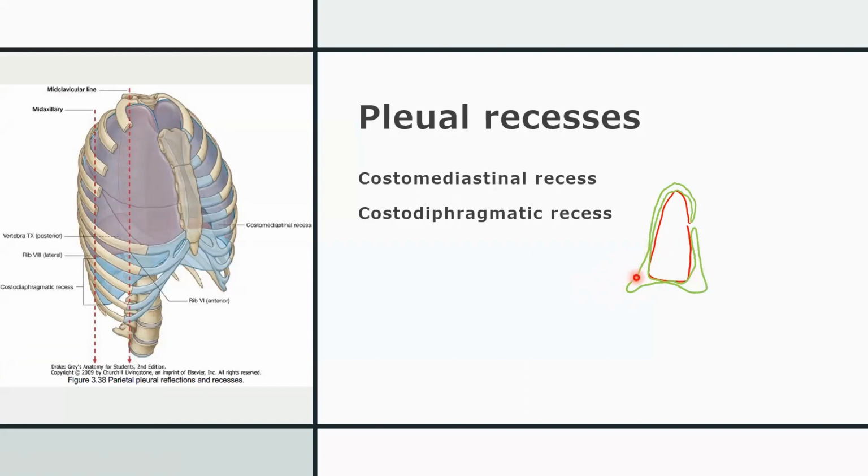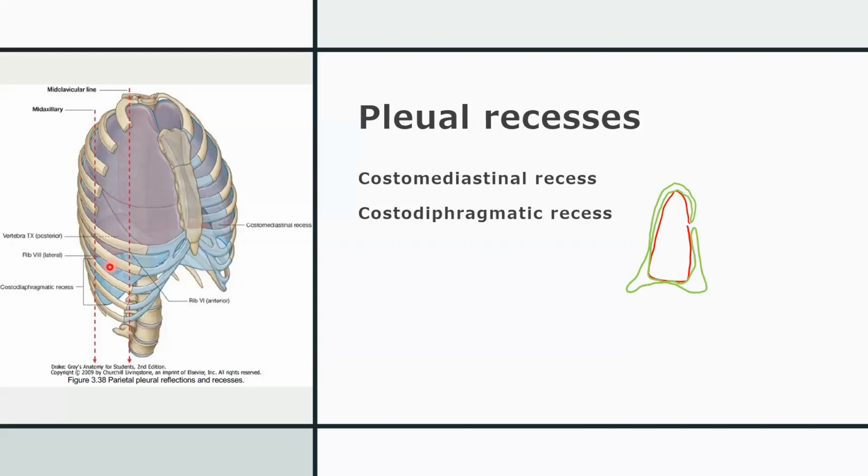So this is the costodiaphragmatic recess. Here you can see clearly there's an expansion of the parietal pleura beyond the visceral pleura like this. And here you can see this one. This is the costo-mediastinal recess extending in front of the heart.